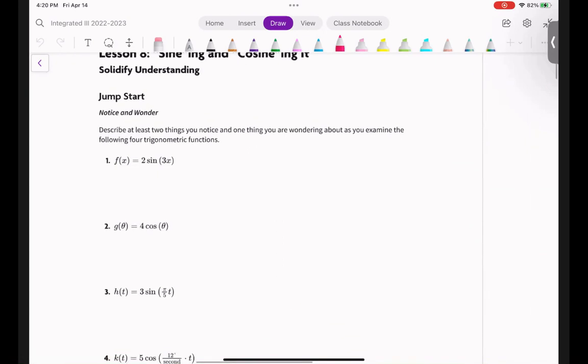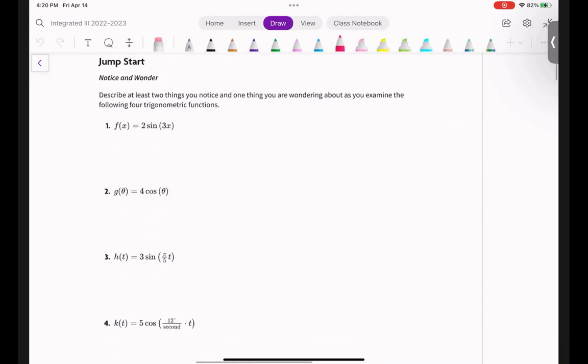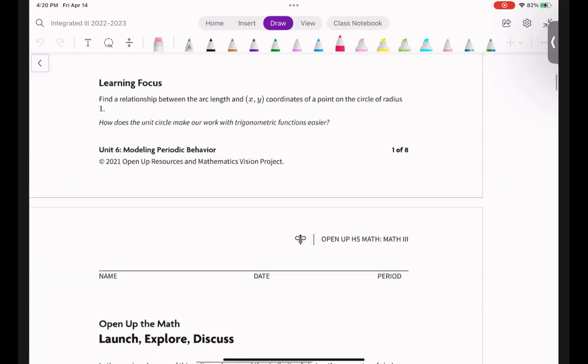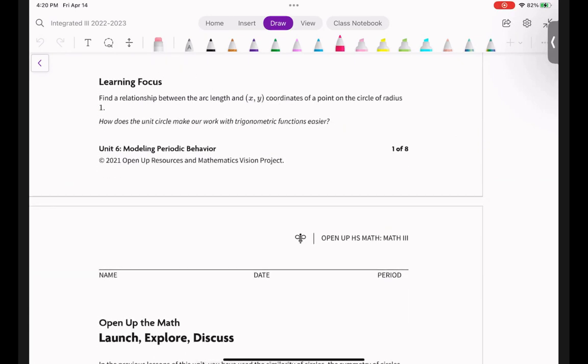So the very first part is a notice and wonders. Describe at least 2 things you notice and 1 thing that you were wondering about as you examine these. So go ahead and do that. We'll talk about that tomorrow as well.